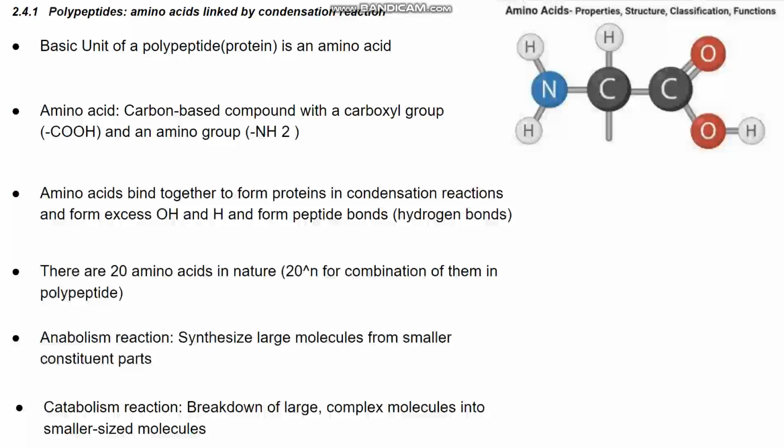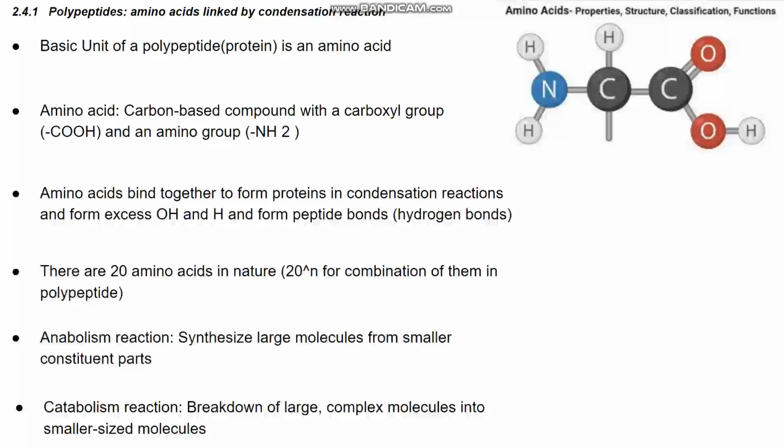Amino acids are carbon-based compounds with a carboxyl group, COOH, and an amino group, NH2. Amino acids bind together to form proteins in condensation reactions, which release excess OH and H and form peptide bonds, which are hydrogen bonds. There are 20 amino acids in nature.